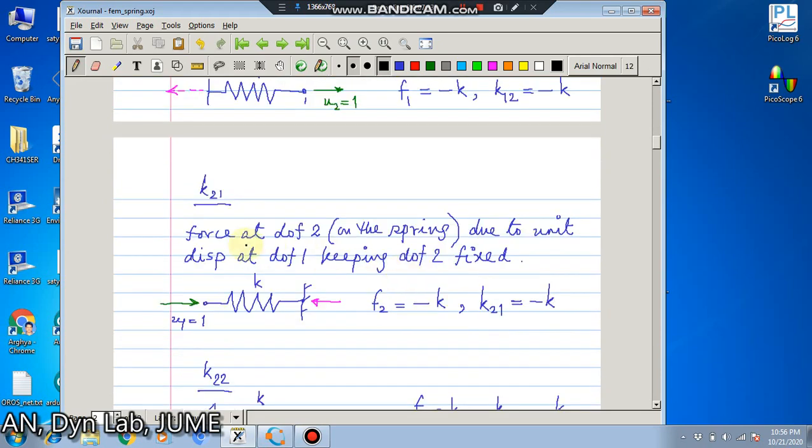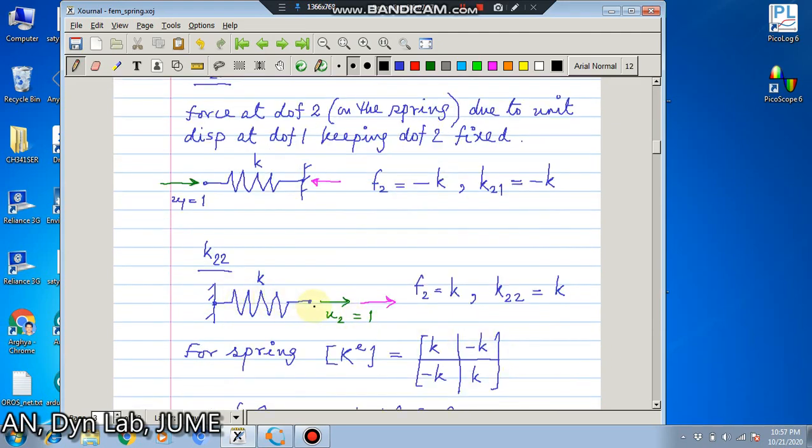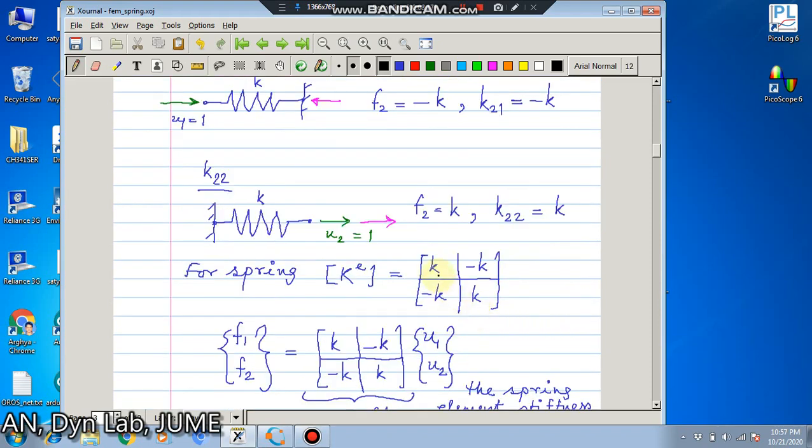In this way, you can find K21, that is the force at DOF2 due to unit displacement at DOF1, keeping DOF2 fixed. If you give a unit displacement here, the force will be in this direction. So F2 is again minus K, and K21 is minus K. And K22 will be the force at DOF2 due to unit displacement at DOF2. If you give a unit displacement here, then the force on the spring will again be equal to K, but this is positive. So K22 will be equal to K. So the stiffness matrix is K, minus K, minus K, K.